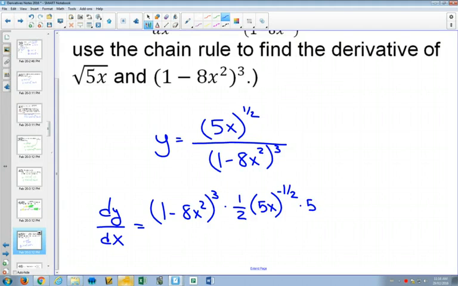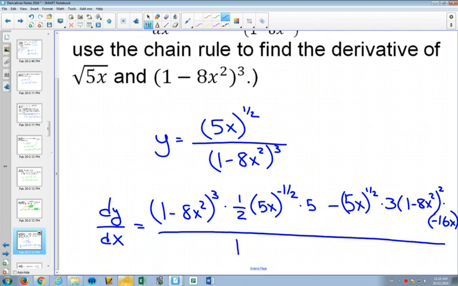Then we subtract. Now we keep the top function the same and multiply by the derivative of the bottom function. The bottom function is a chain rule. The 3 would come out in front. Keep the inside the same. Subtract 1 from the exponent. Then multiply by the derivative of the inside. All over the bottom squared.